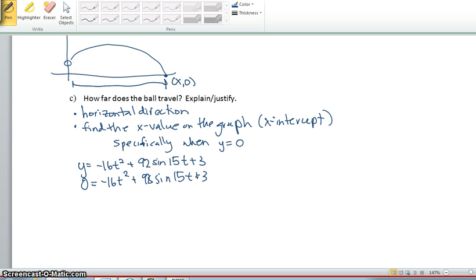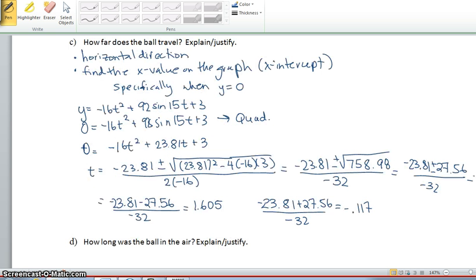So in order to do this, we see we have a quadratic equation here. So what we're going to do is use the quadratic formula. Go ahead, use the quadratic formula and find t. Well, I'm going to do it now. Using the quadratic formula, we found that there are 2 times that we got.